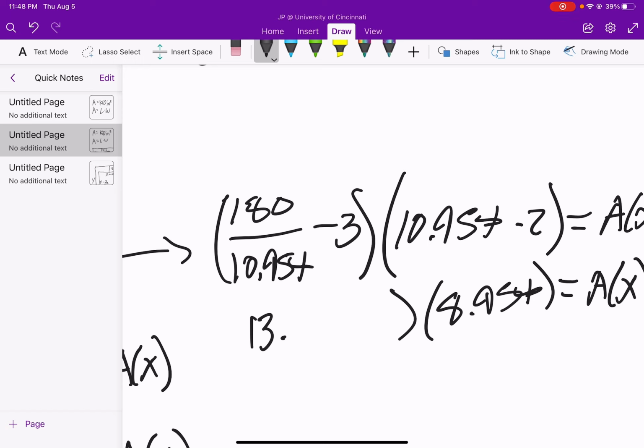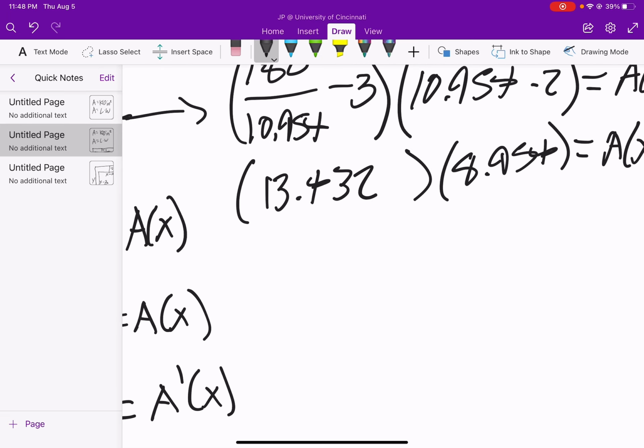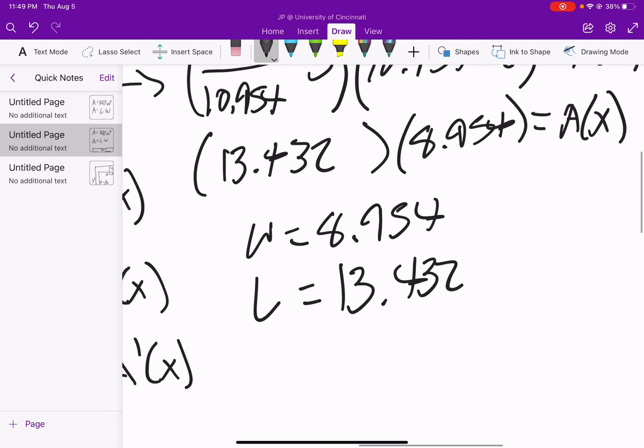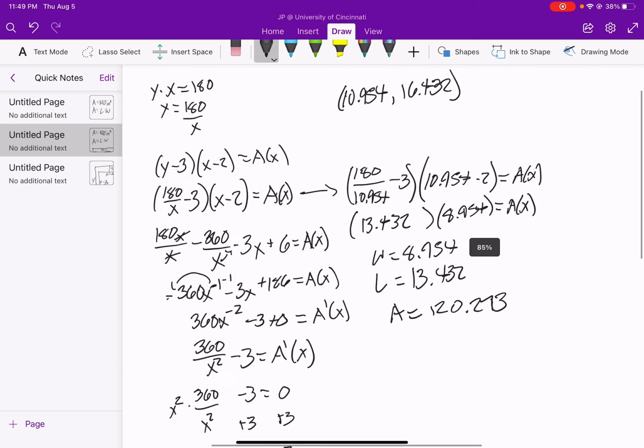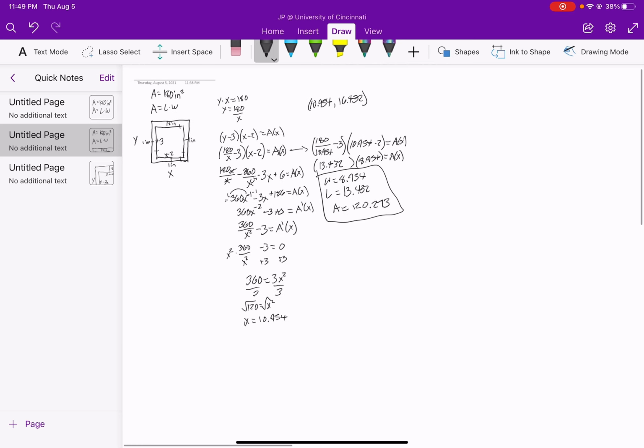We've got 13.432, and that is just this right here, times 8 point. Okay, so this is our length and width, and so our width is equal to 8.954. Our length is equal to 13.432, and we can multiply those together, and our maximized area is going to be 120.273. And so this is our answer here.